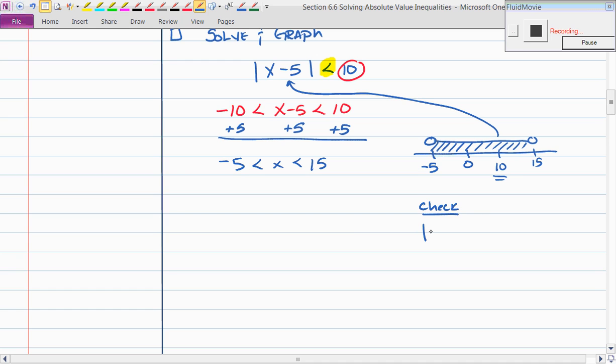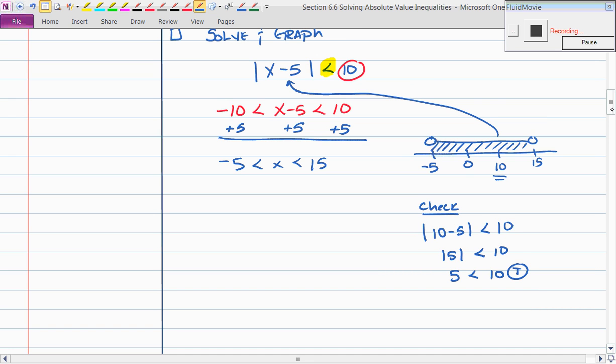So let's see. Is the absolute value of 10 minus 5 less than 10? Well, 10 minus 5 is 5, so the absolute value of 5, is that less than 10? Sure looks like it, because the absolute value of 5 is just 5. And 5 is less than 10, and that is a true statement.